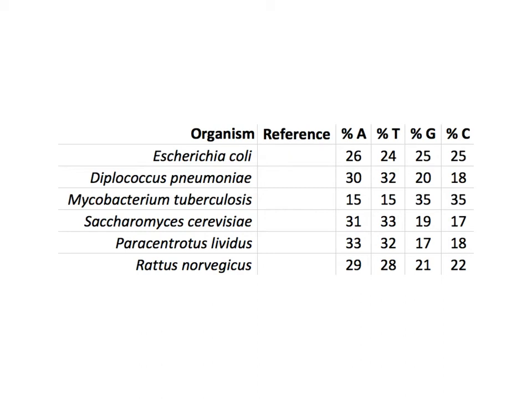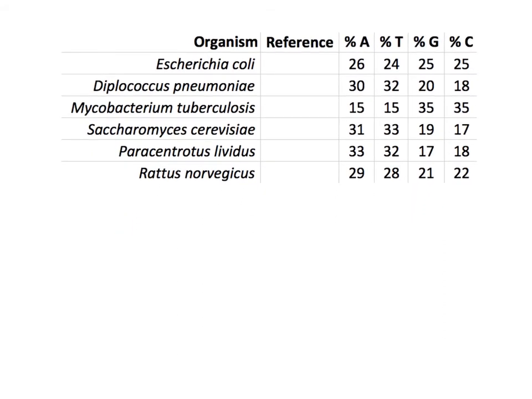So in the video you watched for today, you should have seen this table. Data from Chargaff, who looked at the amount of DNA nucleotides present in the genomes of not necessarily all of these species, but some of them. Let's do a group definition right now. What is Chargaff's rule? Who can describe the basic components of Chargaff's rule?